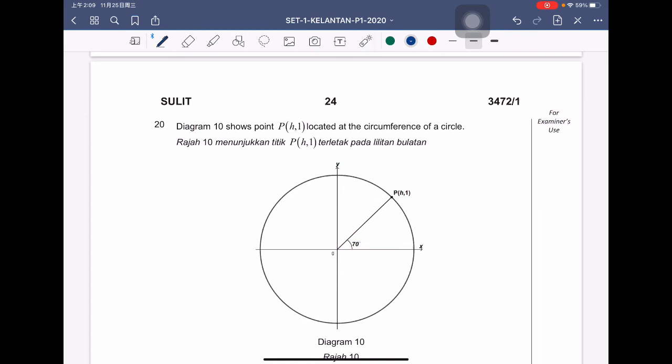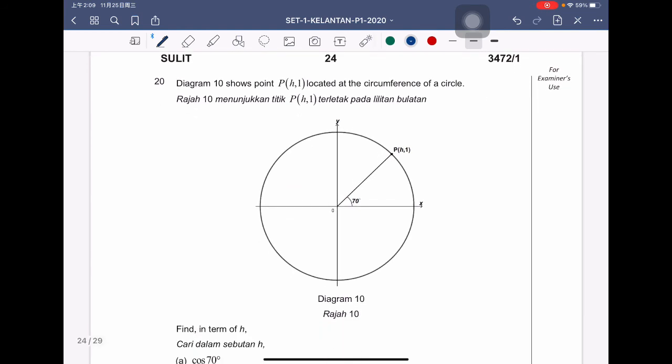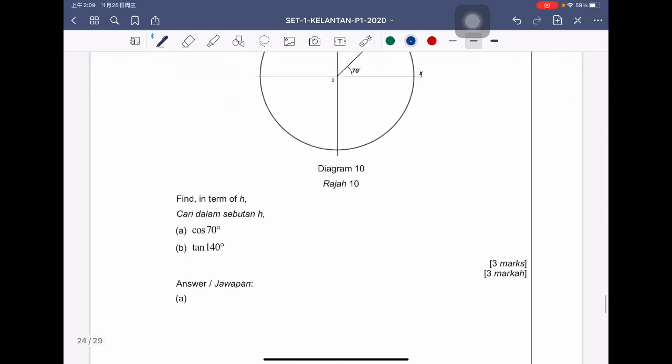Diagram 10 shows point P, h and 1, located at the circumference of a circle. Okay, so you can see this is the triangle. This is the triangle that the question gives us. Find in terms of h, cos 70 degrees.